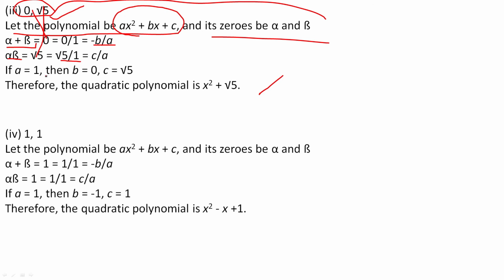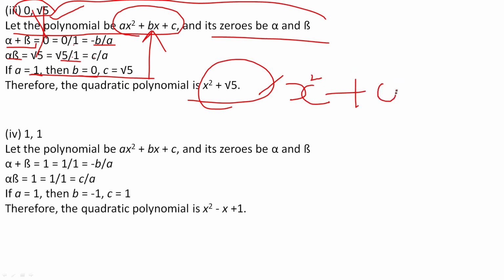So the value of a is 1. Here also 1. B is equal to 0, so write the value of b as 0. Once you get the a, b, c values, just put them in this equation and you will get the standard form of the quadratic polynomial. Here b is 0, so the term is missing. X square, plus or minus, you can put 0x, plus root 5. So in this way you can make the equation.